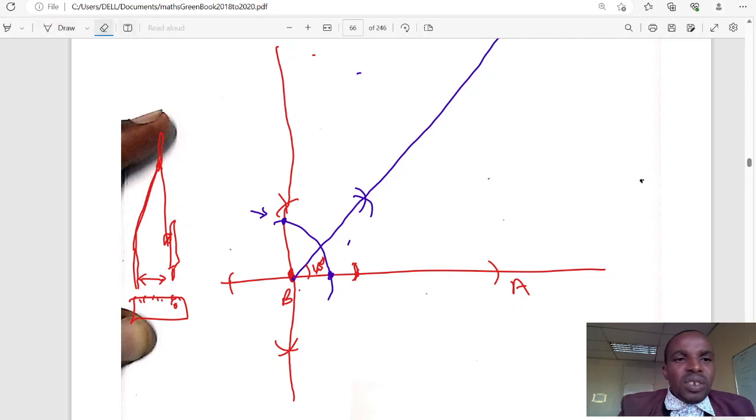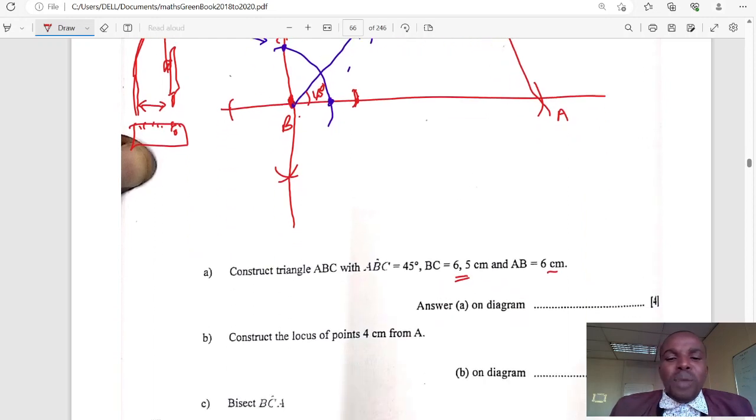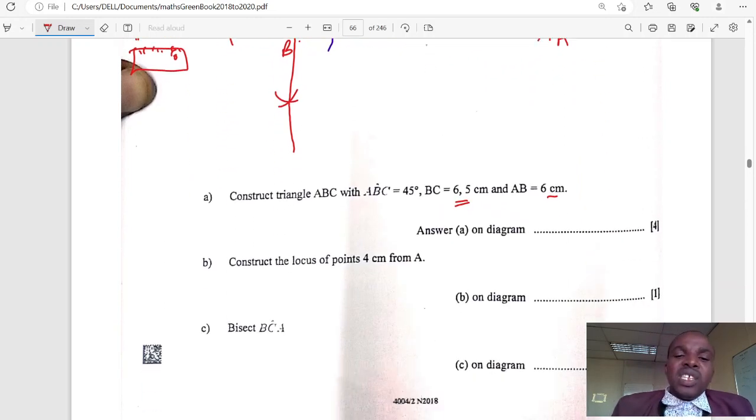So I mark my A 6 centimeters, then my C 6.5 centimeters, then I join A and C. Joining A and C, this will be my proper item. Then construct the locus of points 4 centimeters from A. So these are the locus of points at a given distance, 4 centimeters from a given point A. So you construct a circle at point A, radius 4 centimeters.